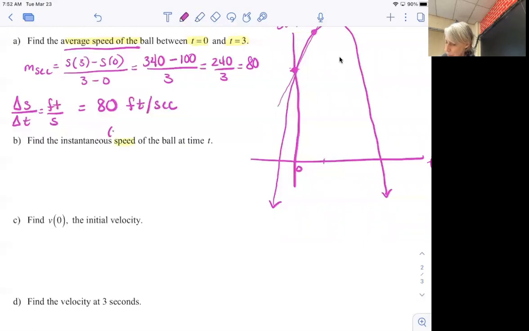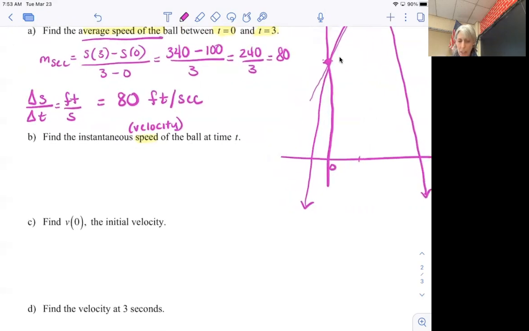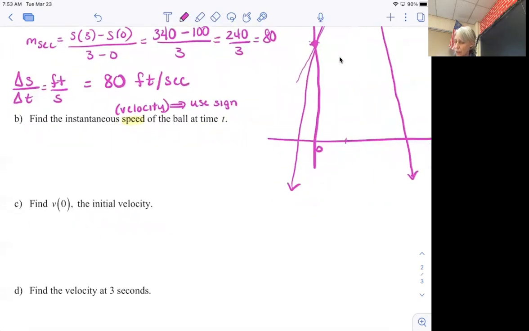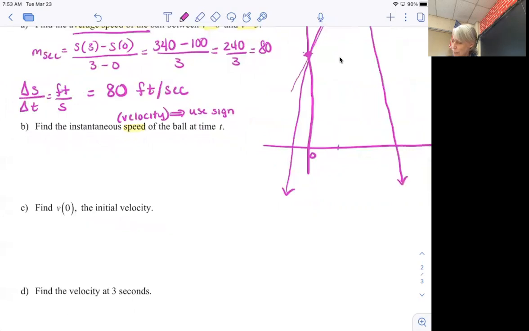Speed is basically the same thing as velocity. However, if it said velocity in the problem, you'd use whatever sign you get for the answer. When it's speed, you're just going to take the absolute value. And I'm not going to go into too much detail there. Just know that velocity, use whatever sign you get. And speed, no matter if you're going positive or negative, you're always going to give positive as your answer. Find the instantaneous speed of the ball at time t.